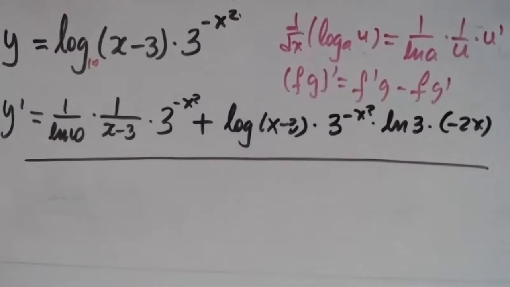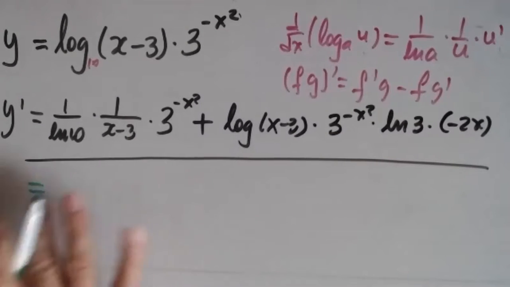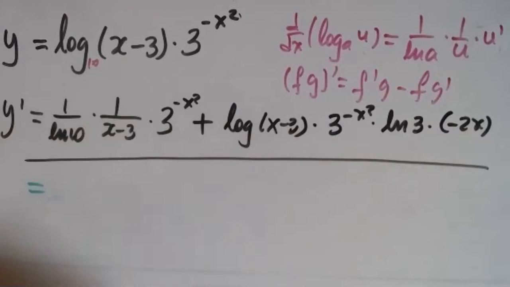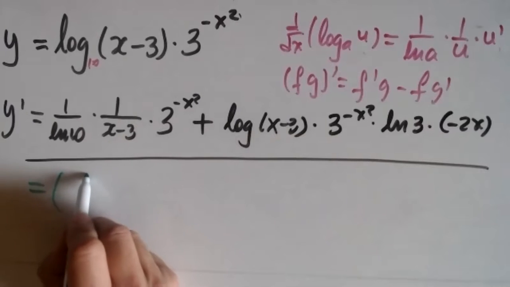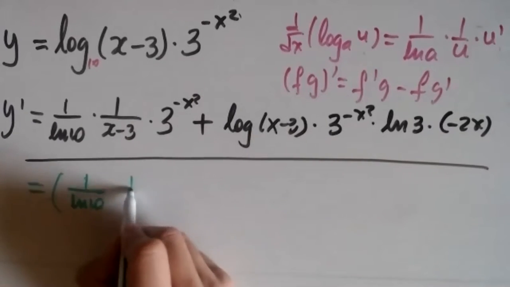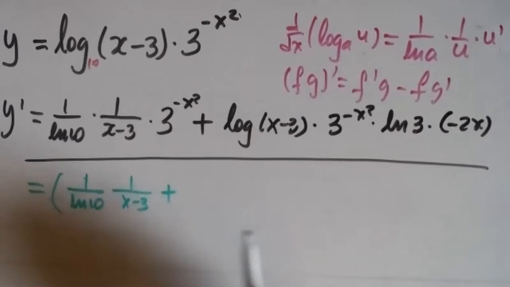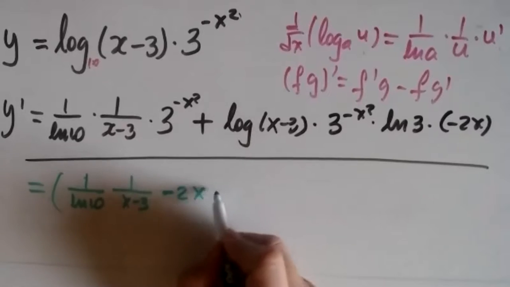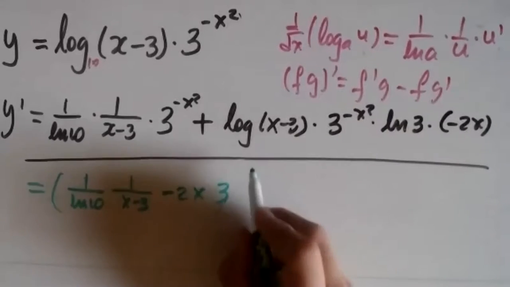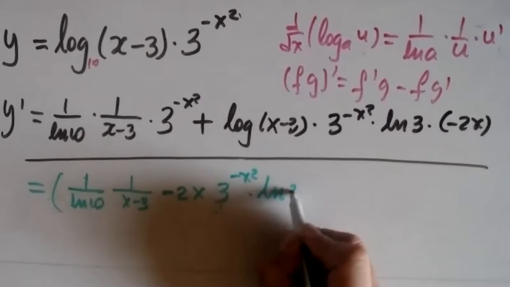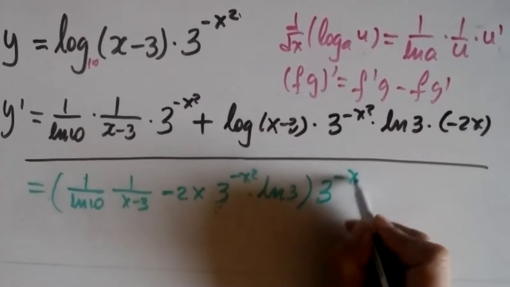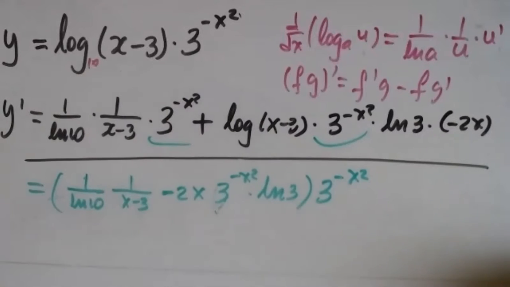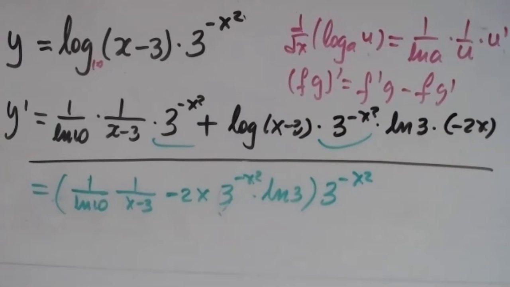Okay? Now, if you want to practice a little bit of algebra, you can see that the only common thing you have here is 3 to the negative x squared. So you can put a big parenthesis with 1 over ln 10 times 1 over x minus 3, plus, really minus, with this negative 2x, 3 to the negative x squared times ln 3, in parentheses. So you take this common factor and then you put the rest in parentheses and then you get your algebraically correct answer.